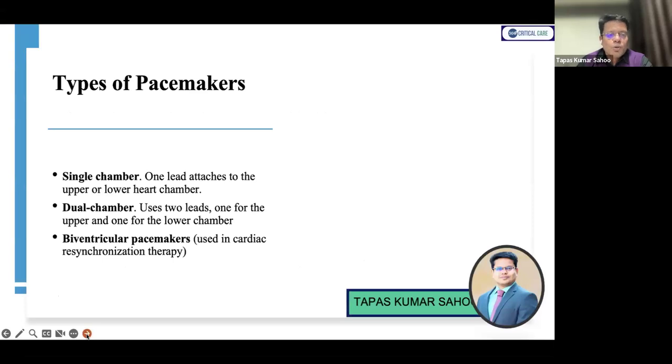Now, some of the clues related to pacemakers, I know you have to read in detail, but I just want to show you. There may be a question in your CCS as well as CBS related to pacemaker, single chamber, dual chamber, biventricular pacing or pacemakers. So you need to remember what it means.